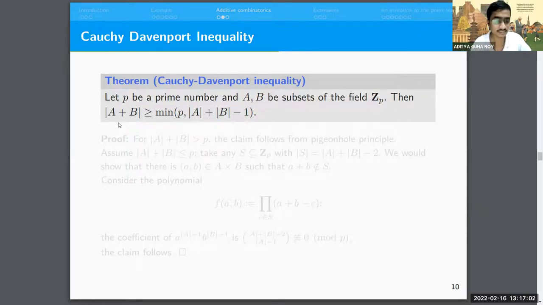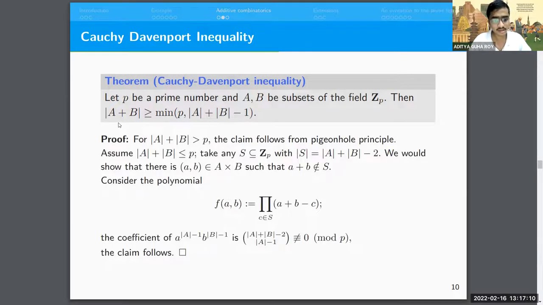This set has size at least as large as the minimum of p and size of A plus size of B minus one. There are two parts. Actually, the proof can be done. If size of A plus size of B is greater than p, then the claim follows from the Pigeonhole principle.